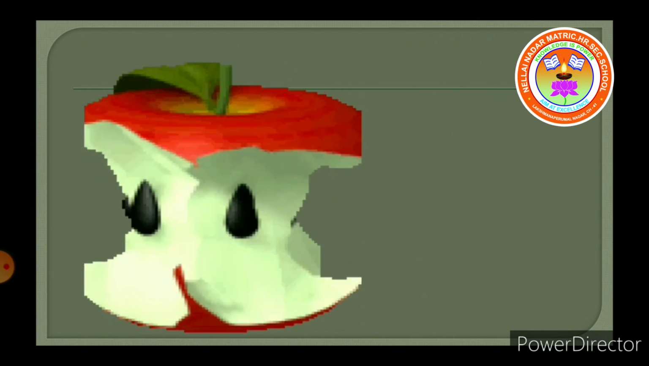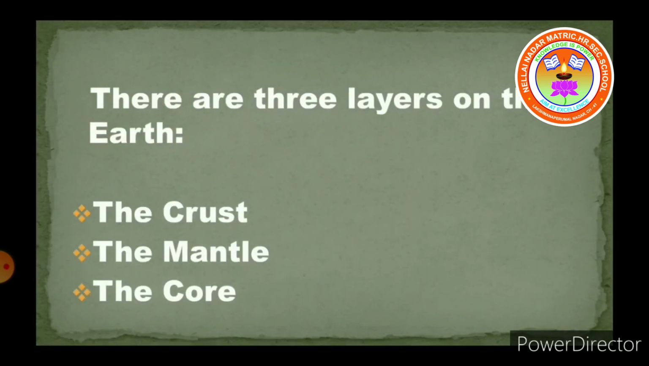Come on students, let's know about the interior of the earth. The structure of the earth can be compared to that of an apple. The earth too has shells like that of an apple. On the basis of the study of earthquake waves, the earth was found to have three concentric layers. There are three layers on the earth: the crust, the mantle, the core.